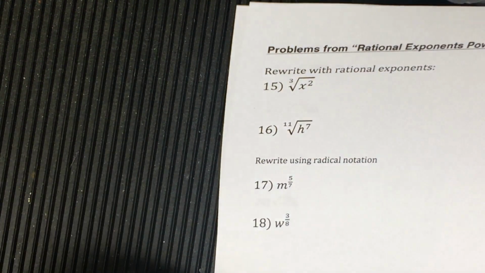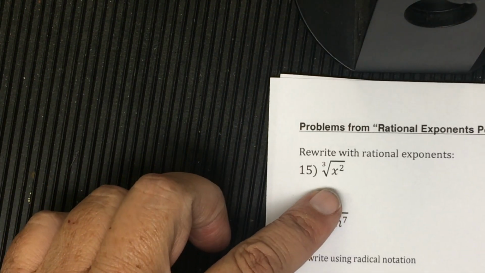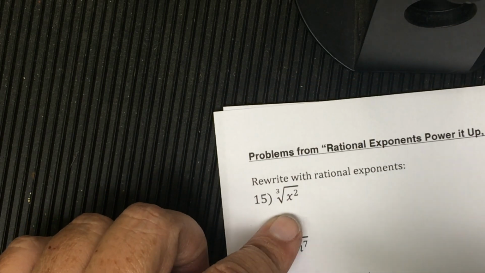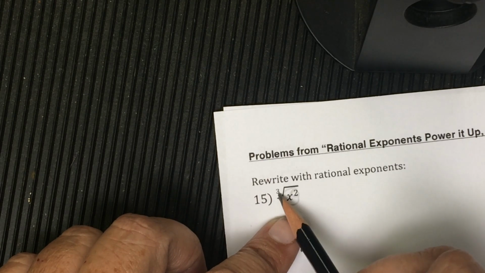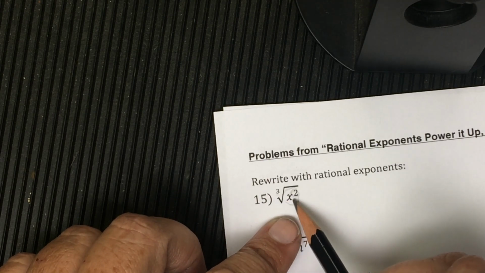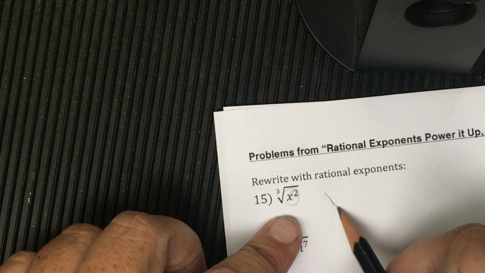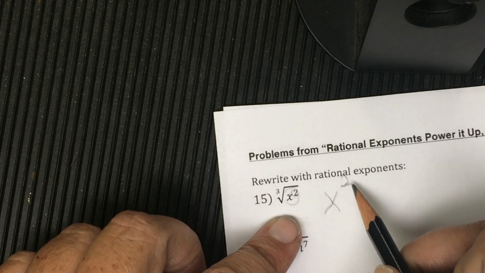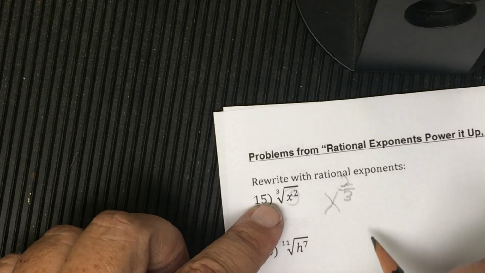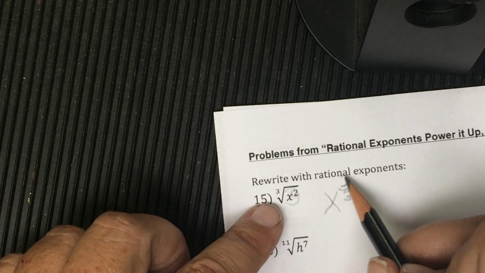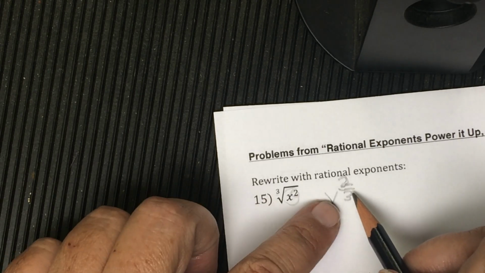Okay, let's go on to the next page. Let's look at problem 15 here. We're going to rewrite these with rational exponents. So in class, we just said all you have to do is take the radicand with the exponent and then use the index or the root as the denominator. So I'm going to take x squared right out of there. And then this third root I'm going to put underneath. Okay, I wrote that a little too big, but I wrote that so you could see it on the video.